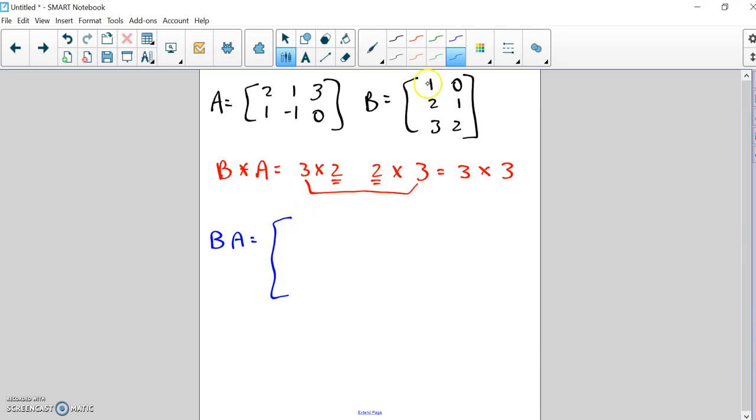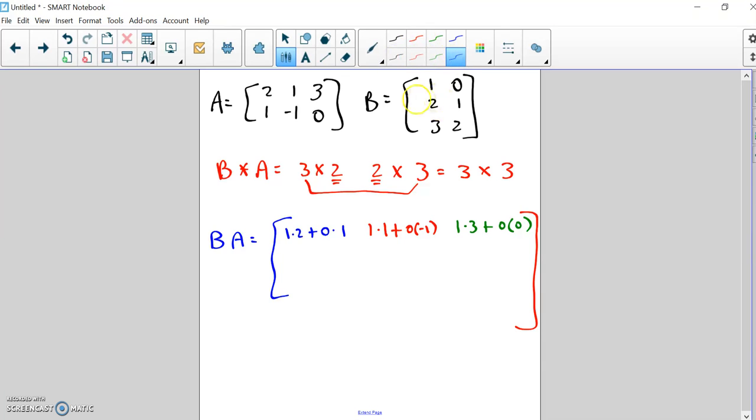So across the top here, we're going to have 1 times 2 plus 0 times 1. Okay, so there's our first entry. Next, we're going to go across the first row again, but now down the second column. So next up, we're going to have 1 times 1 plus 0 times -1. Okay, and then again across the first row, down the third column, we'll have 1 times 3 plus 0 times 0. Okay, so there's my first row of my multiplication matrix right there.